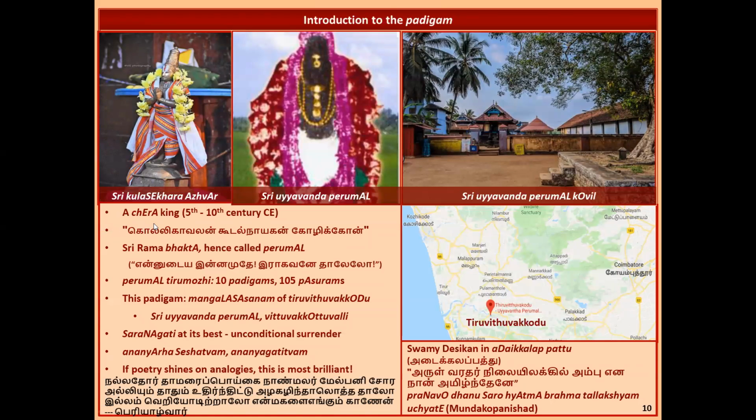The Chera country is roughly in Kerala today, or what is called Kerala today. The fact that he is a Chera king comes across in some of his signatures as well. When he refers to himself in the Perumal Tirumozhi, he calls himself Kolli Kavalan. Kolli was the capital of the Chera kingdom that he ruled, so Kolli Kavalan means the protector of Kolli. That means he was the Chera king.